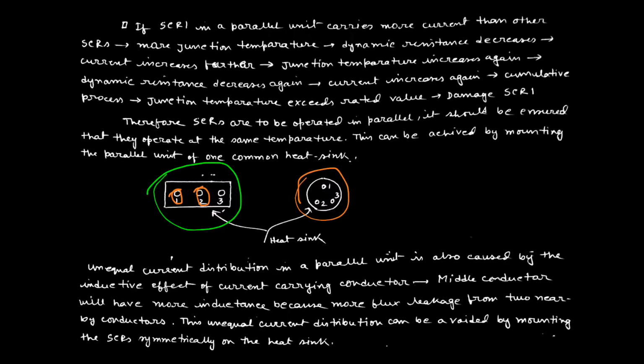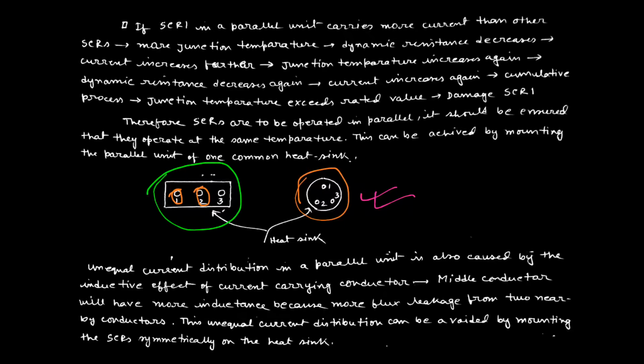The middle conductor will have more inductance because of more flux leakage. Okay, that is taken from the other two SCRs, from two nearby SCRs. This unequal current distribution can be reduced by mounting the SCRs symmetrically on the heatsink that I had discussed just now, in this way. That is a symmetrical shape of the heatsink.